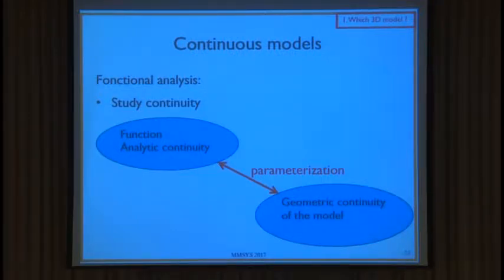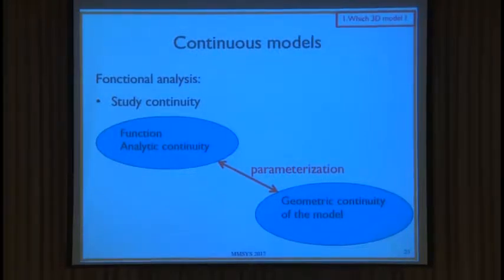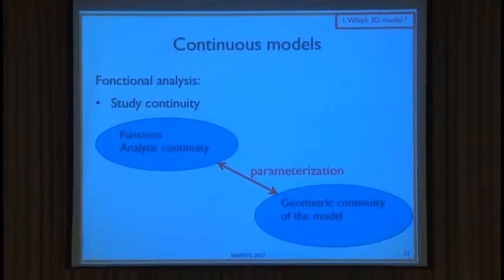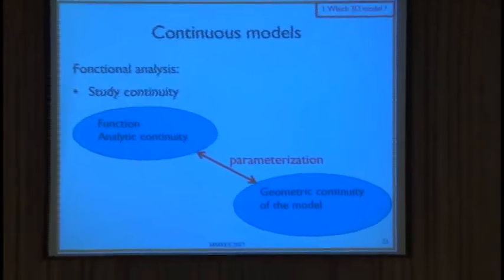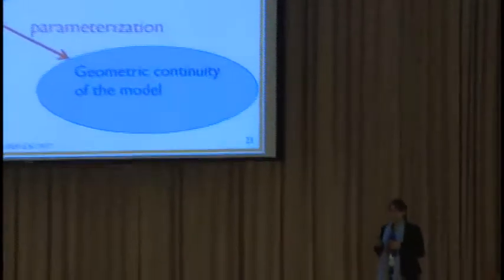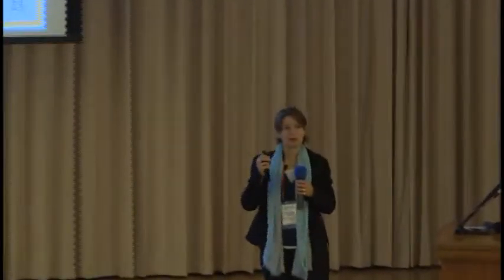Parameterizations are good when the speed at which the curve or the surface is traversed, so the derivative, is near to constant. It's ideal if it's always speed 1, and it's very bad if the parameterization is irregular, so it stops. If the parameterization is irregular, you lose this link between the continuity of your function and the continuity of the geometric model.